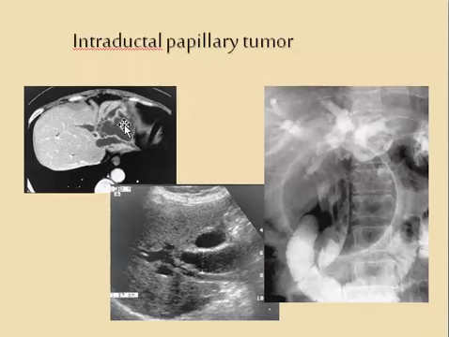This is mainly left lobar, but if you look carefully, the common bile duct is dilated with multiple filling defects inside and multiple stones around. So this is an intraductal papillary carcinoma. Here it is, this one. This is the intraductal papillary mass, and this is the dilated common bile duct above.